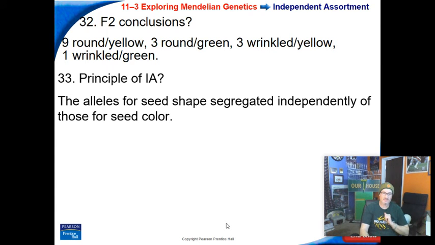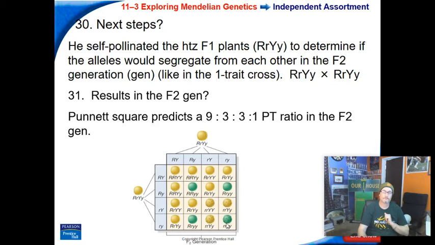And let me back up just a bit. This is a gene combination, 2 dominant alleles. This is a gene combination, a dominant and a recessive allele. This is a gene combination, a recessive and a dominant allele. And this is a gene combination, a recessive and a recessive. When I'm talking genes, we're talking about seed shape, round versus wrinkled, and seed color, green versus yellow.